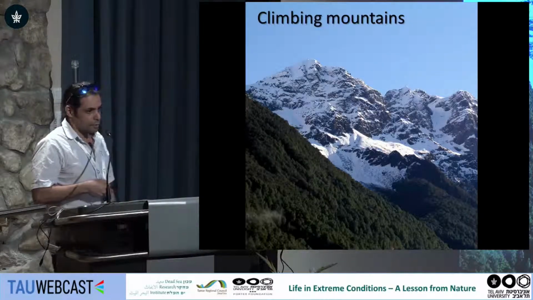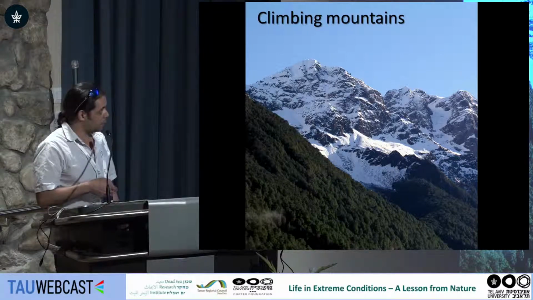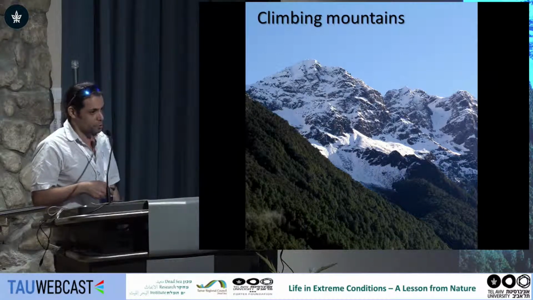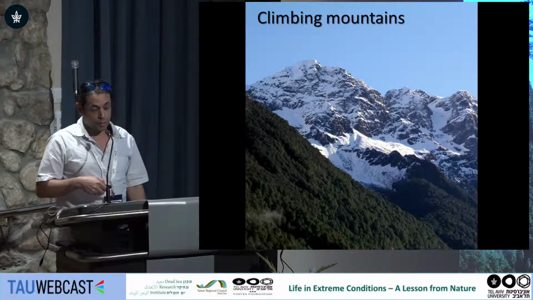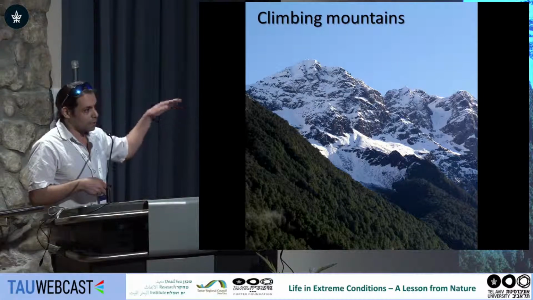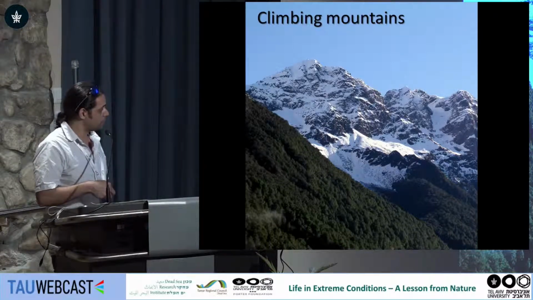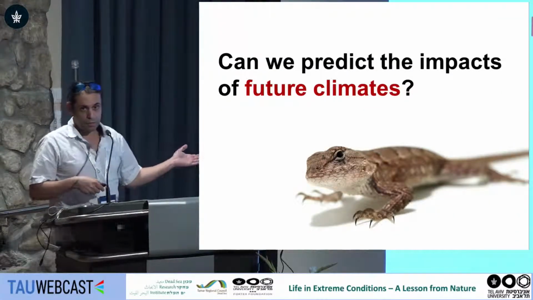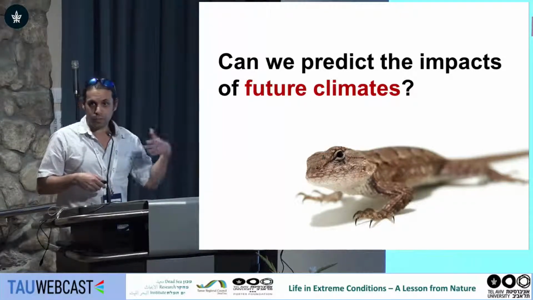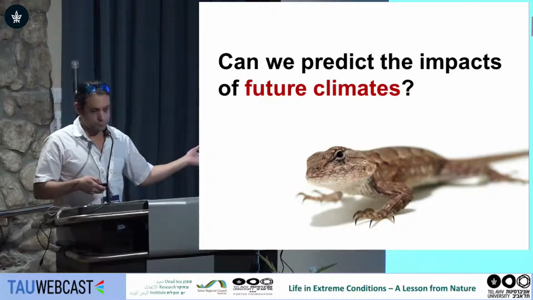And of course, the heat is also affecting animals. We see animals climbing mountains, like species that used to be at lower elevations. It's getting too hot for them at this lower elevation, so we're starting to find them at higher elevations in mountains. And one of the big challenges right now in ecology and biology is to try to predict what's going to happen to these animals in the future.